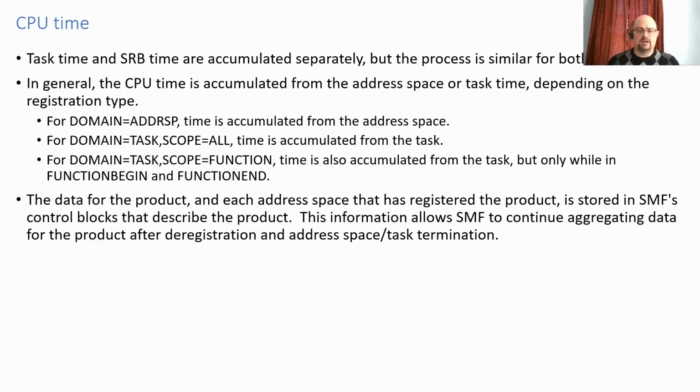The data for the product and each address space that has registered the product, we store in SMF control blocks. It's not stored as part of the data in the address space, but for the SMF type 89 records, we store the data outside the address space. That means if the product deregisters and the address space or task terminates, we still have that data that we can report on, at least up through the next interval. So we can continue to report even after the product has ended.